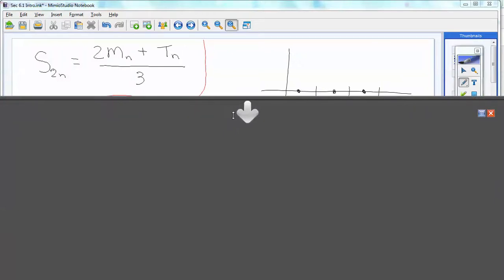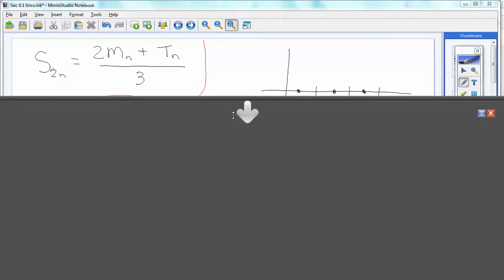Simpson's is a weighted average. It's 2 midpoints plus a trapezoid divided by 3. Now, write down what I did here. Notice the 2n that I put here, and I'll talk about that in a minute. Okay, so just write that down. But a weighted average, we're going to take 2 midpoints plus a trapezoid and divide by 3.